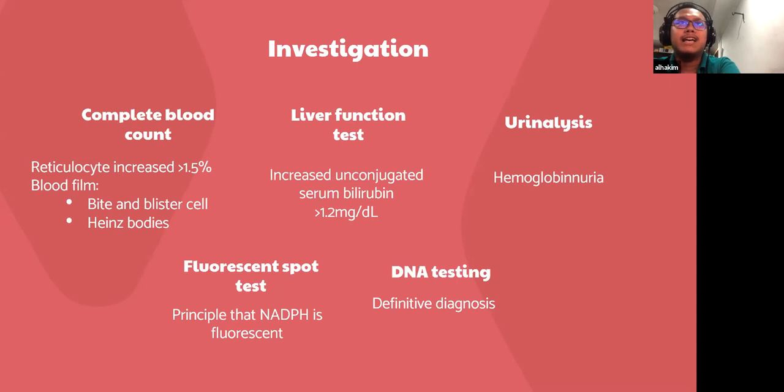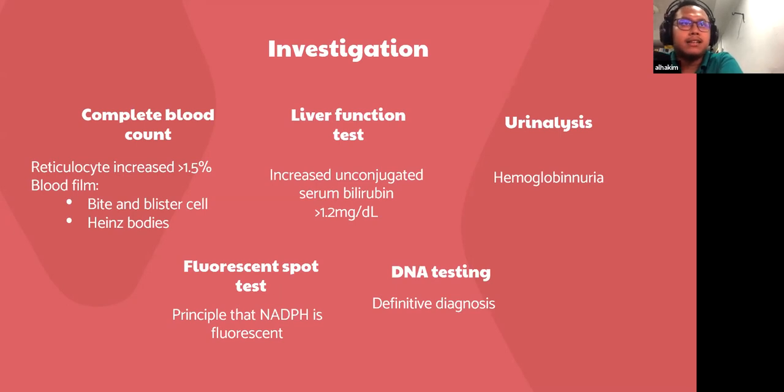Next is the liver function test, with an increase in conjugated serum bilirubin. In urine analysis, we have hemoglobinuria and also hemosiderinuria, because of the rupture of the RBC.